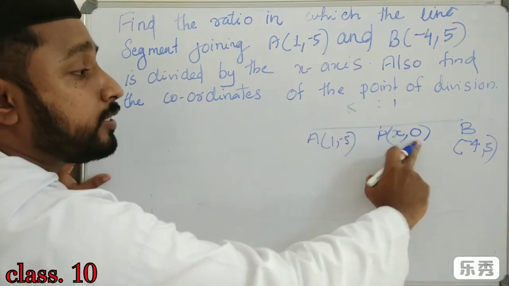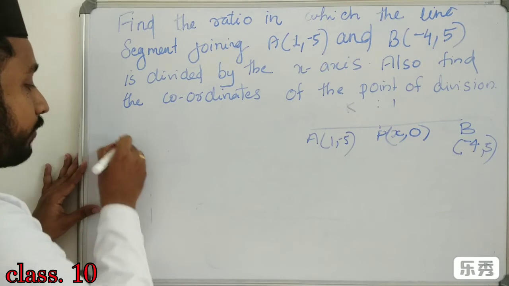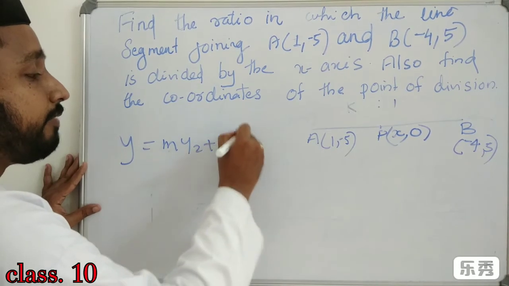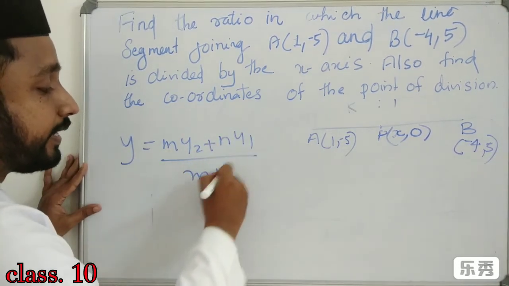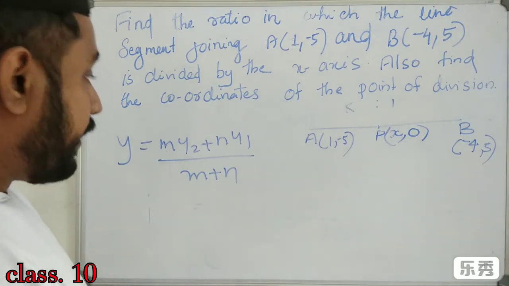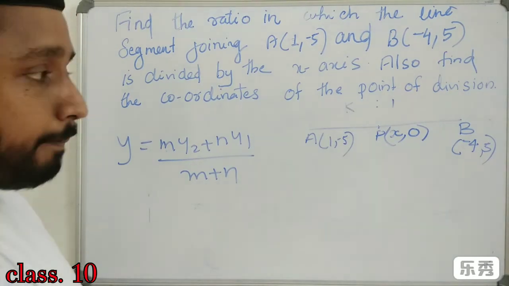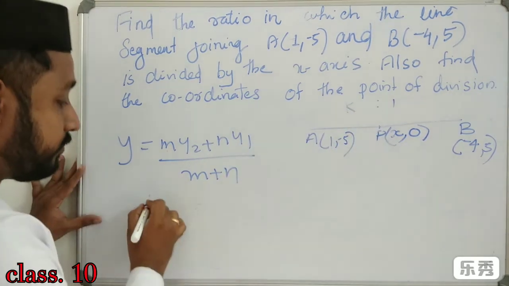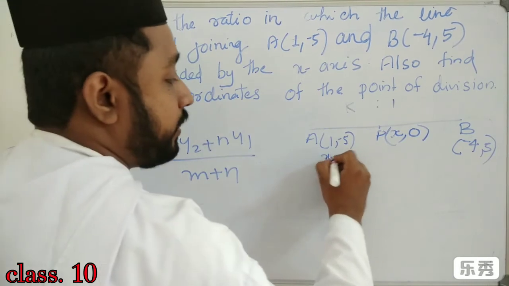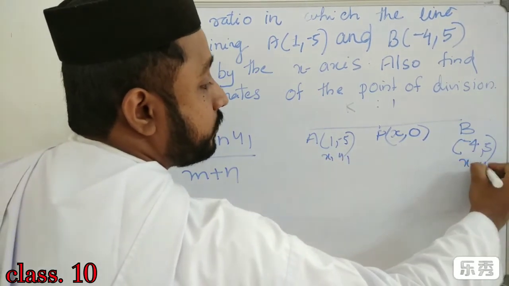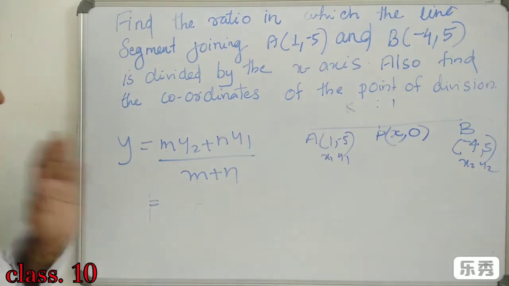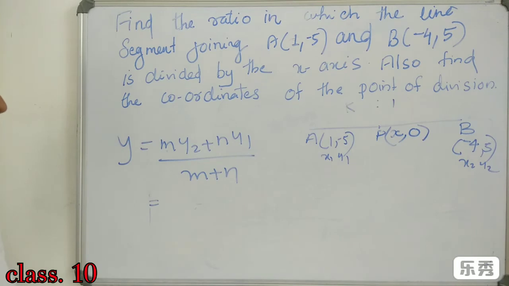So here the y coordinate is 0. We know the y coordinate is (my2 plus ny1) by (m plus n). So (my2 plus ny1) divided by (m plus n). M is k and the ratio is k:1, so m plus n is k plus 1. This is x1, y1. This is x2, y2. We are considering y coordinates. Here it is 0. That's why taking y coordinates we will get the answer easily.